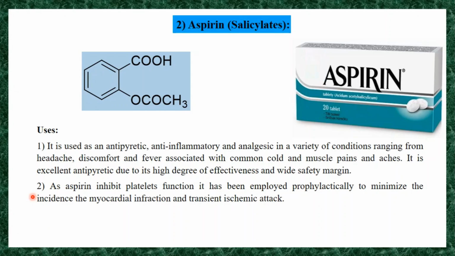The uses of aspirin: it is used as an antipyretic, anti-inflammatory and analgesic, in a variety of conditions ranging from headache, discomfort, fever associated with the common cold, and muscle pain. It is an excellent drug due to its high degree of effectiveness and wide safety margin. This aspirin is also used in heart related problems.